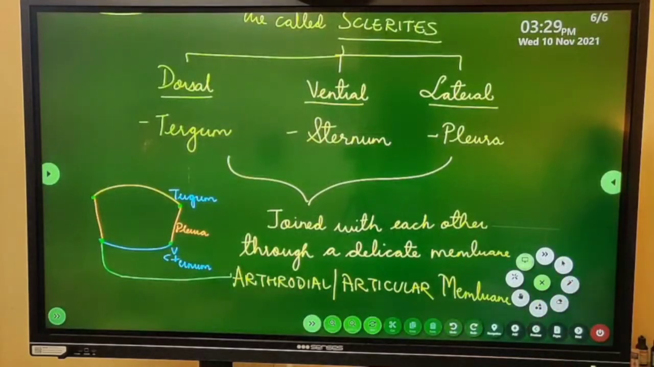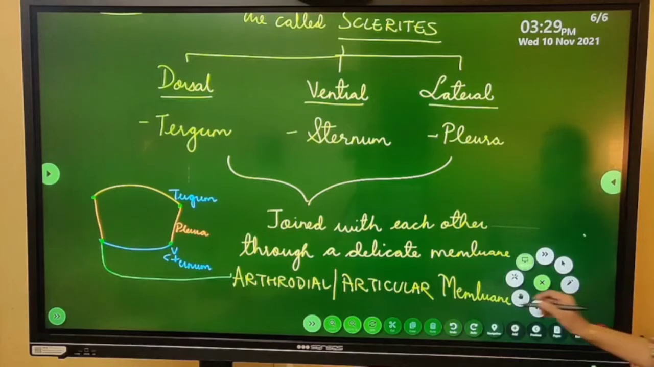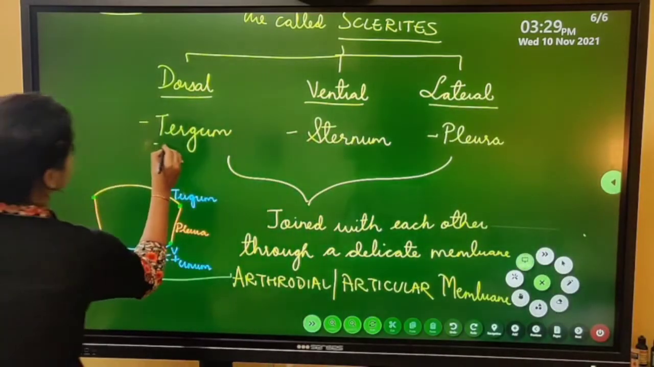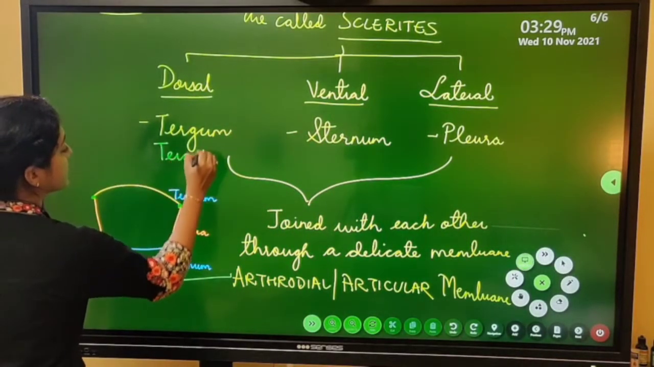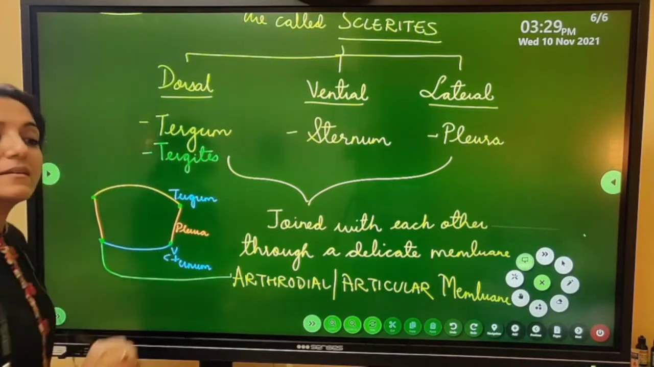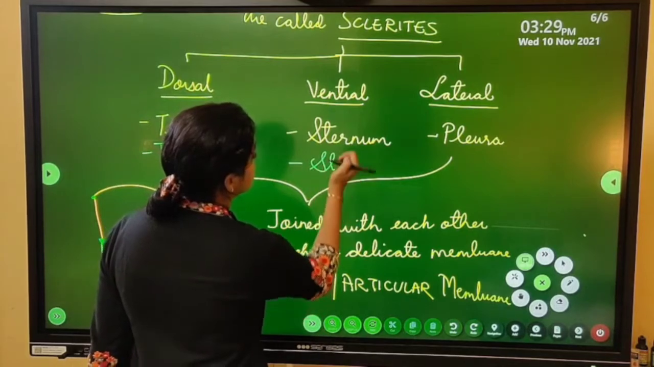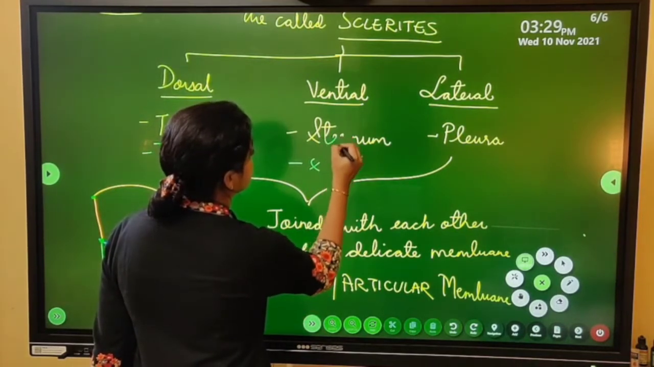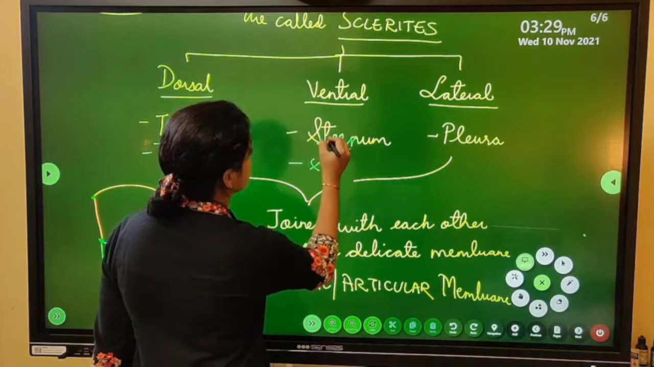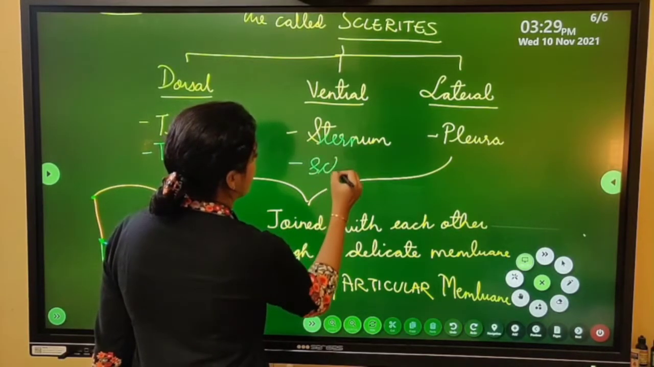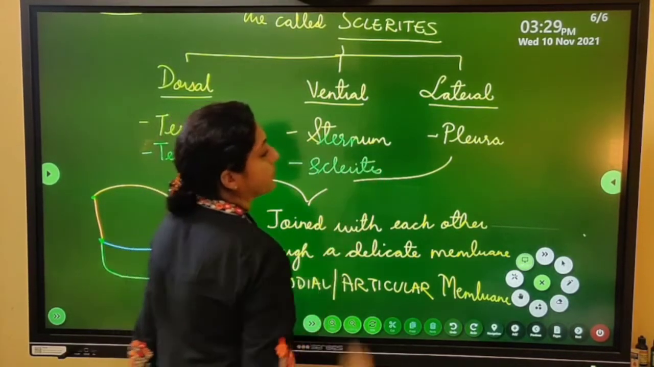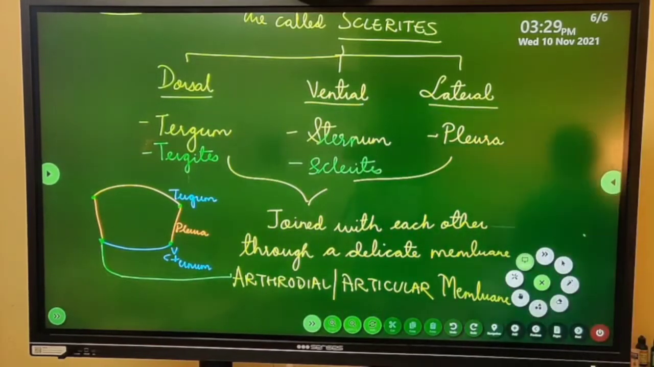So we will come back over here. Here we can also write that it is called tergum, tergites. It is called either tergum or tergite, and this is called sternum or sclerites. So this is how the chitinous exoskeleton is present in the body of the cockroach.